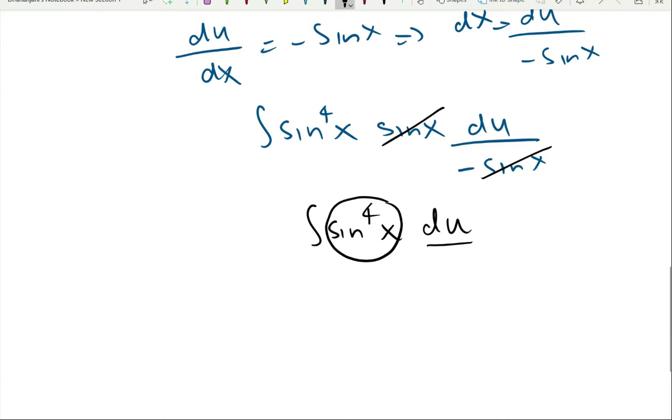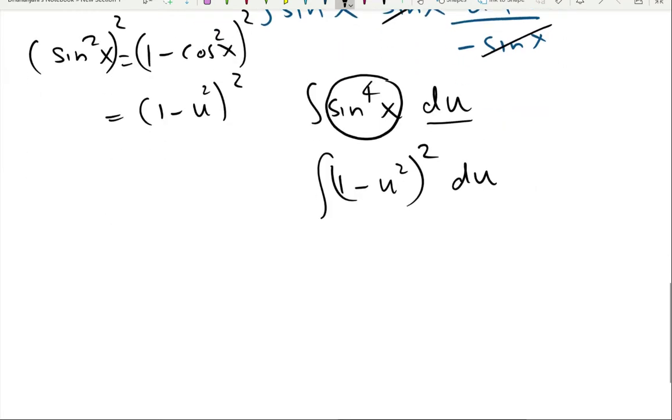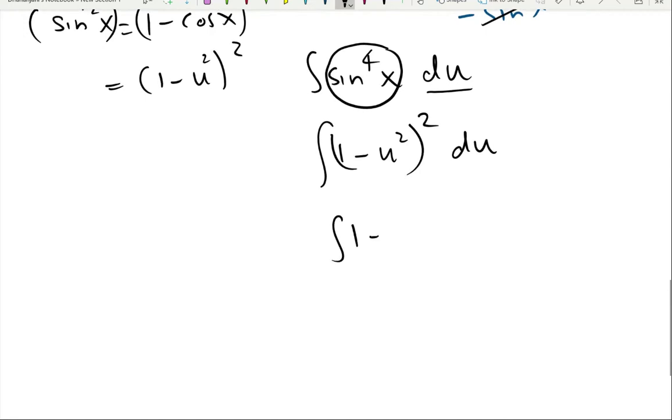We use the Pythagorean identity. Sine square x is 1 minus cosine square x. Sine to the 4, you square this, so you square the right hand side too. So u is cosine, so 1 minus u square, squared, right? So this will be 1 minus u square squared du. So we will FOIL it here. So it will be 1 minus 2u square plus u to the 4.